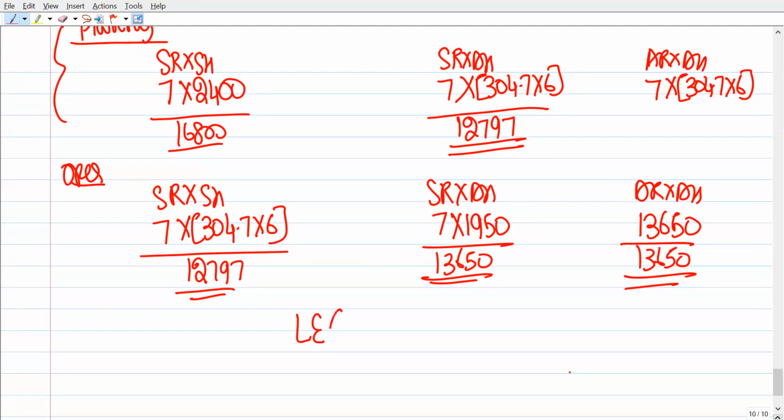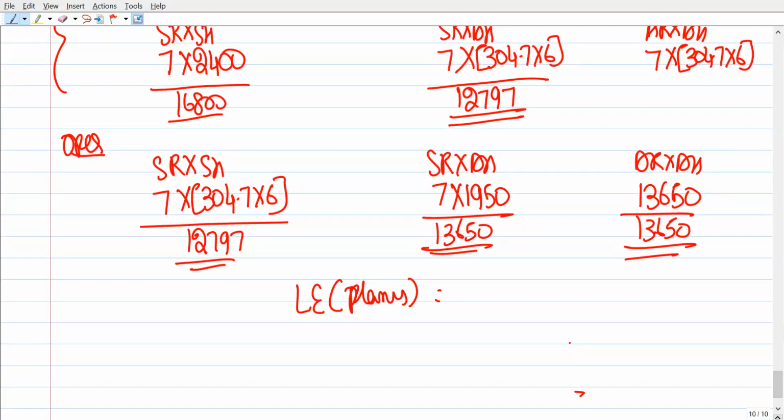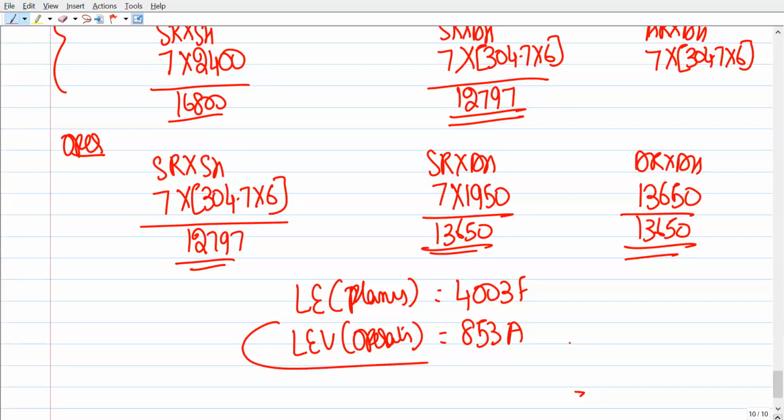Labor efficiency planning is equal to 4,003 favorable. Labor efficiency operating, how much? 8. This is what is more important. The people are responsible for the operating side. You cannot make them responsible for the planning side.